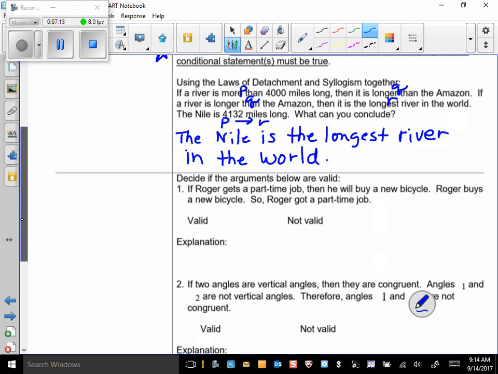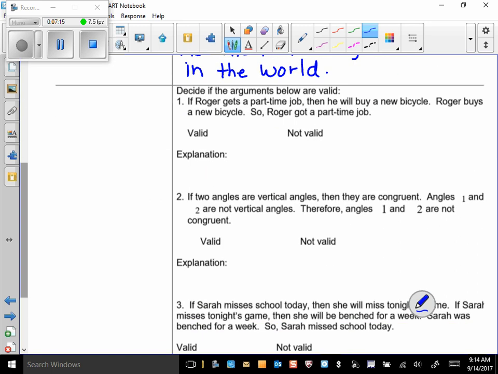All right, now another thing you're going to run into is we're going to look at some arguments and decide whether they're valid or not. And guys, please keep this in mind. I can make a valid argument even if it's not true. If it follows the laws, it can be a valid argument even if it's not true. So just remember that, okay?